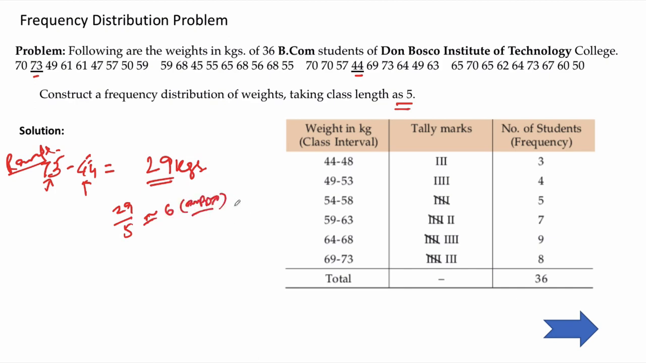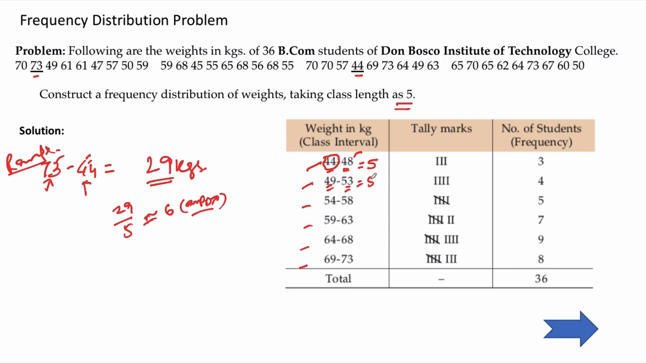So that means we'll have 6 class intervals, 1, 2, 3, 4, 5, 6, starting from 44. So 44, 45, 46, 47, and 48. Understood? So 44 to 48 is nothing but 5. Similarly, you can say 49 to 53, nothing but 5. So you have a total of 5 elements in a class interval, which is called a class length of 5.